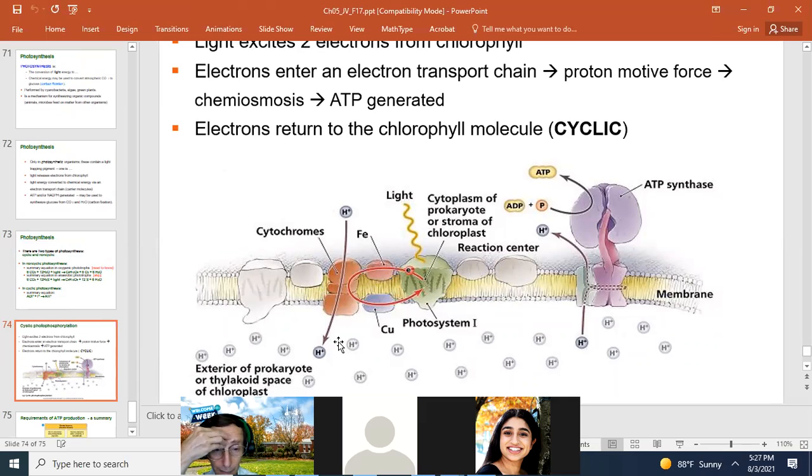In the chloroplast, where they're pumping the hydrogen ions is between the inner chloroplast membrane and the outer chloroplast membrane. All right, any questions about cyclic photosynthesis?